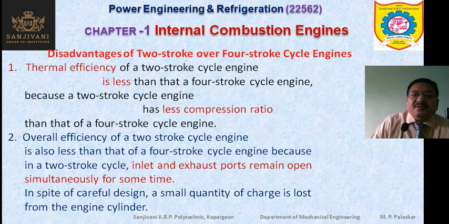Then the overall efficiency of the 2-stroke cycle engine is also less than the 4-stroke cycle engine, because in a 2-stroke cycle engine, inlet and exhaust ports remain open simultaneously for some time. In case of the 2-stroke engine, we are not having the valves, we are having the ports. So these ports are opened and closed by the piston itself, and moreover many times it happens that both the ports remain open at the same time.